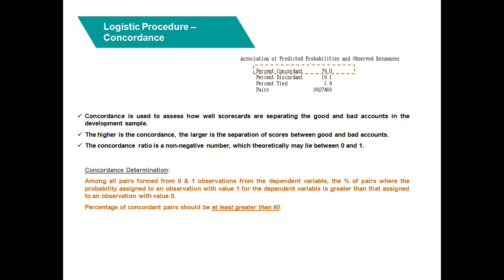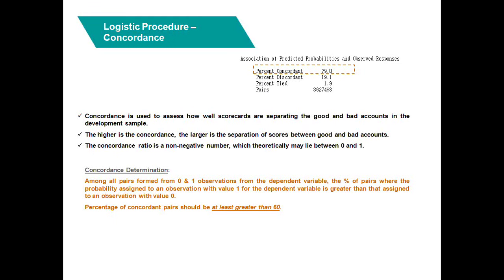Again, there is concordance. If you see the percentage concordance is 79.0, it means 79%. Concordance is used to assess how well scorecards are separating the good and bad accounts. The higher the concordance, the larger the separation of scores between good and bad accounts. So first, when we run the logistic, we look at p-values and we look at the concordance. If it's good, we go on to further checking of the model, goodness of fit. The concordance ratio is a non-negative number which theoretically may lie between 0 and 1. A good concordance is above 60.